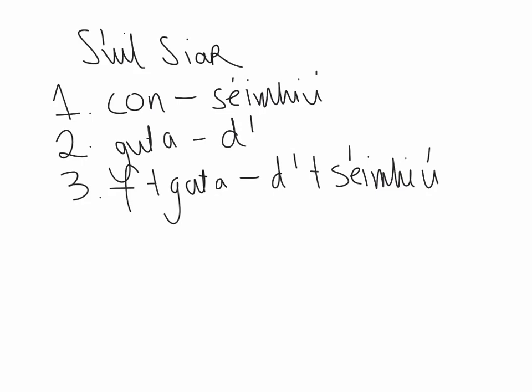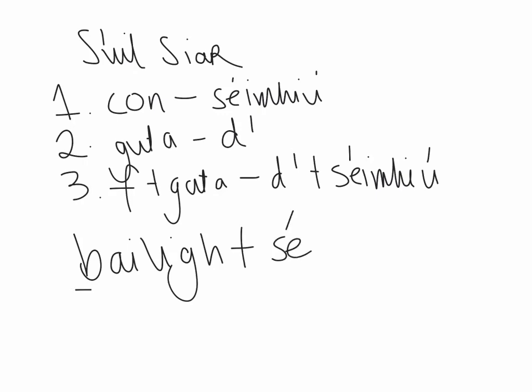So say bailigh, you look at the first letter. Bailigh is to collect, and she, you look at the first letter and you decide is it 1, 2 or 3. So bailigh in this case, B is a consonant, so therefore the change we make is the séimhiú. So we're going to end up with bhailigh sí.